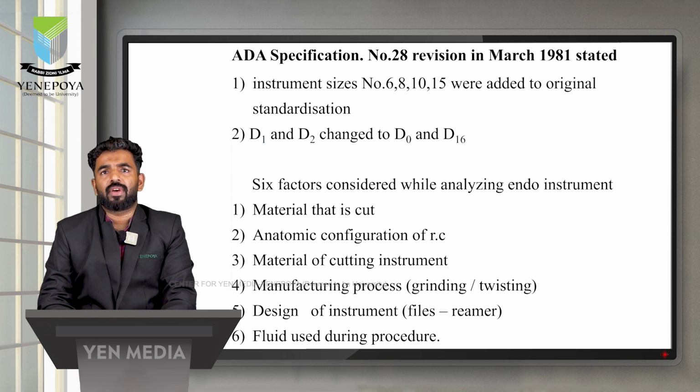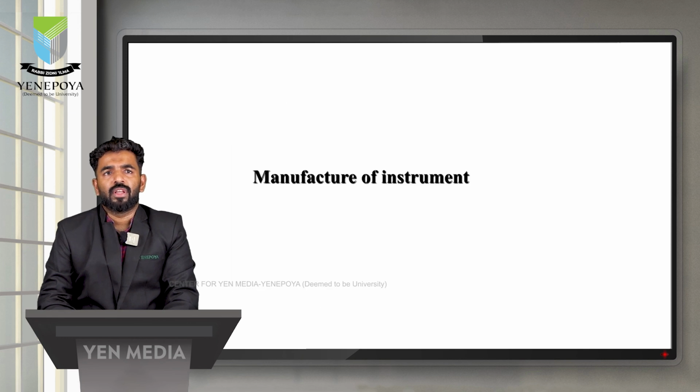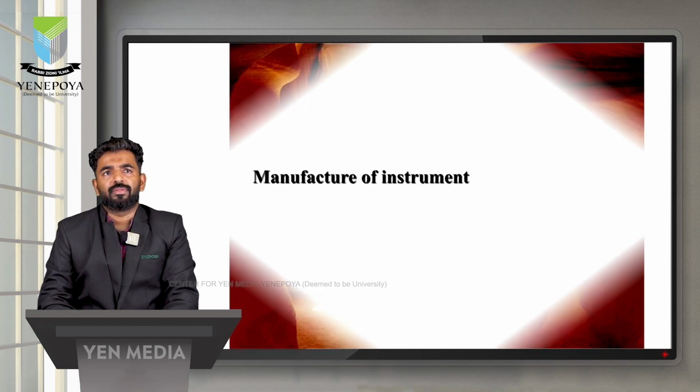Six factors are considered while analyzing endodontic instruments: the material that is cut, anatomic configuration of the root, the material of the cutting instrument, manufacturing process, grinding and design of the instrument, and the fluid used for the process of manufacture of the instrument.